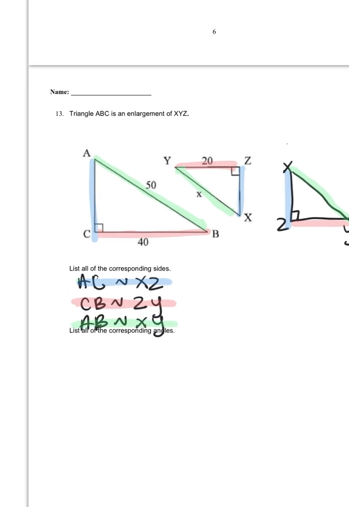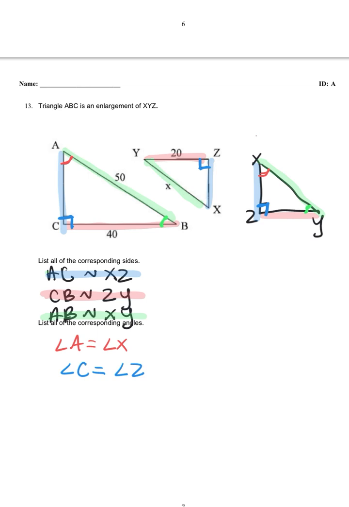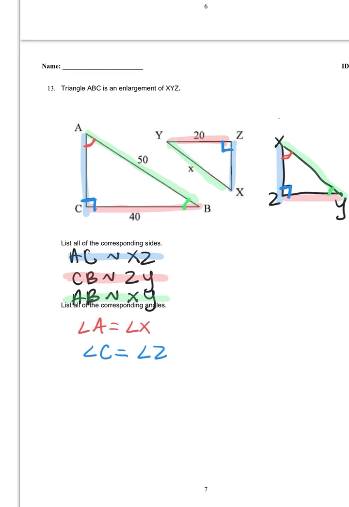Then I'm asked to correspond my angles. So I'm going to take a look. Angle A is in the exact same place as angle X, so angle A is equal to angle X. Angle C is in the exact position as angle Z, and it also has that 90 degree mark. So that's a really helpful tip when I'm looking at my angles. And then the last one is angle B, and angle B is in the exact position as angle Y. So angle B is equal to angle Y.